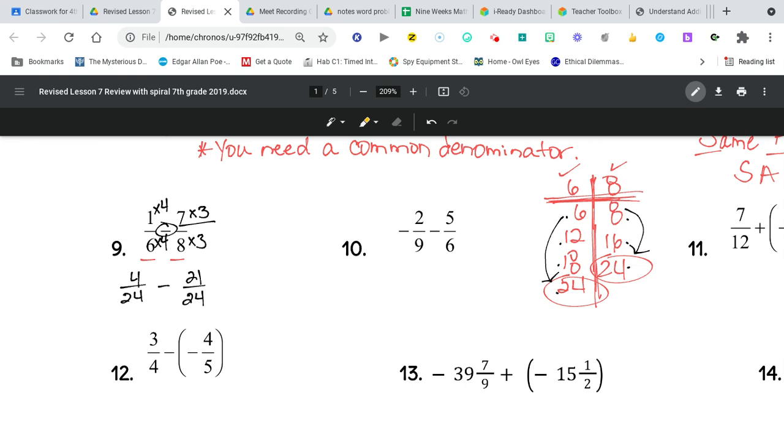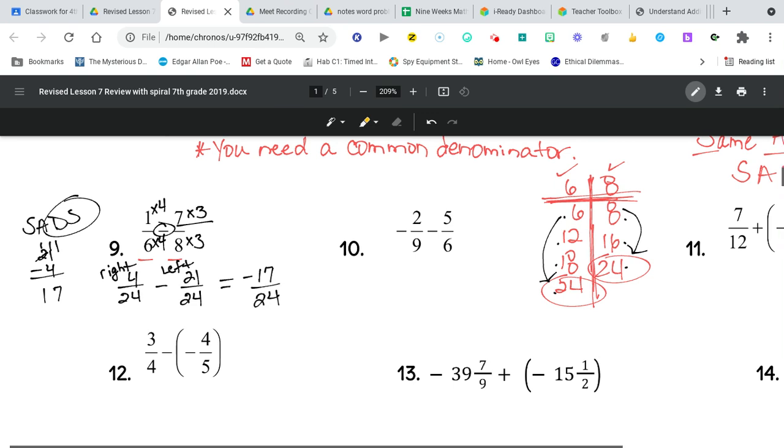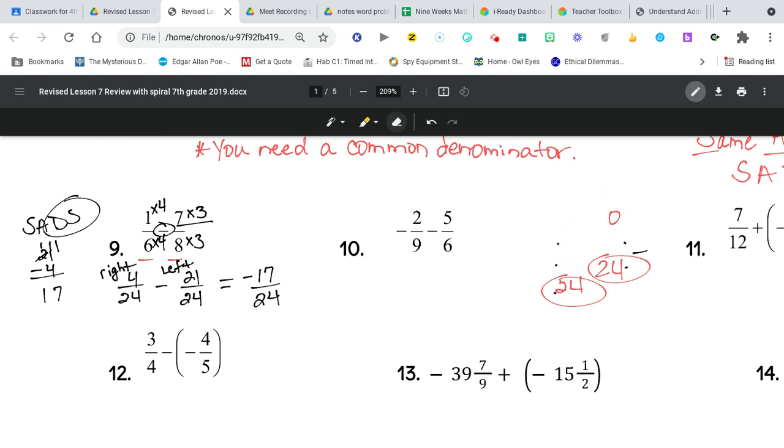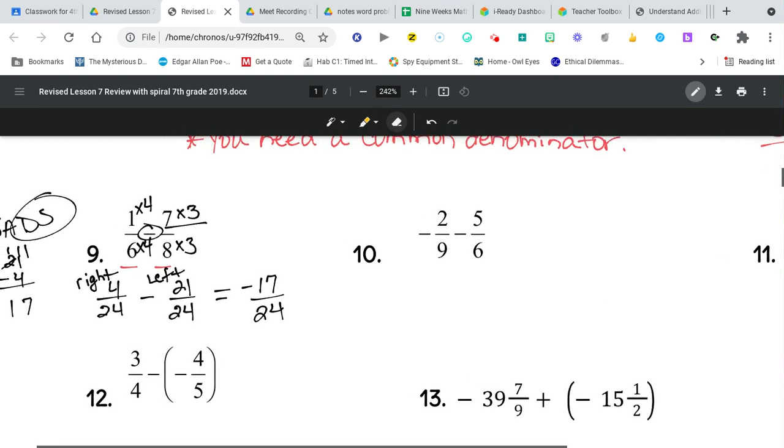Now I can establish direction. This is to the right. It's positive. I'm subtracting 21, so it's to the left. So because they go in different directions, I'm going to subtract. 21 minus 4 is simply 17, but it's more to the left. So my answer is negative 17/24. And that is all you do. Again, I will not be drawing the T-charts. You should just know what the denominator is.